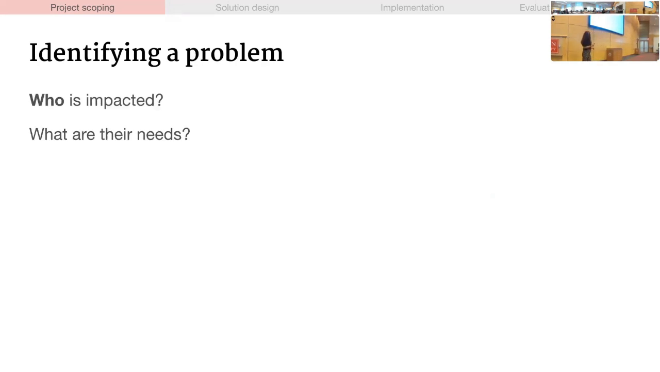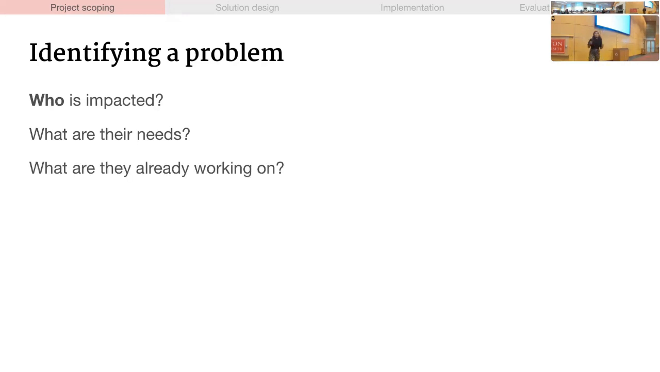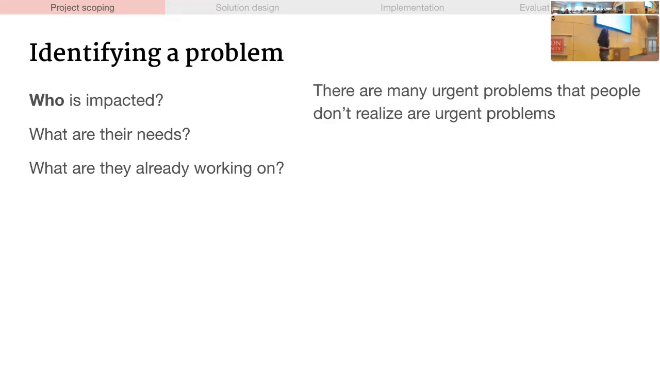Okay. So when it comes to now you figure out your domain and you want to identify a problem, first ask the question, who is impacted by this challenge, and understand what their needs are. So if there's some goal that they already have or a project that they're already taking on, trying to help them with that would be a really easy way to get started.